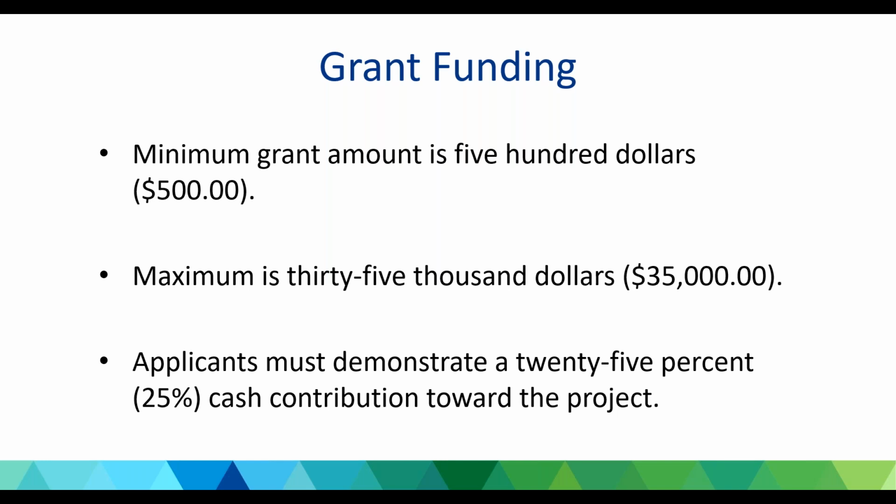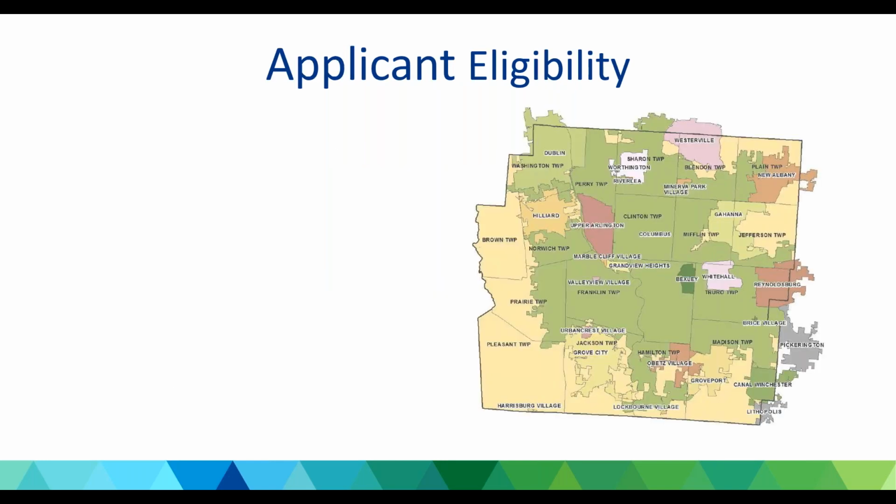So the range of funding is a minimum of $500 and a maximum of $35,000. And a 25% cash match is required. And so you will also be asked to describe your cash match in the budget form. And we'll get into that a little bit more later in the presentation.